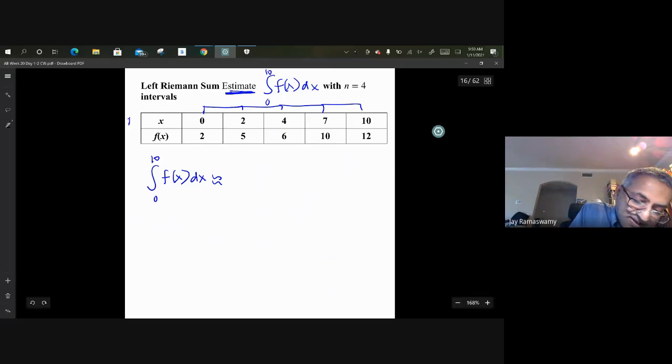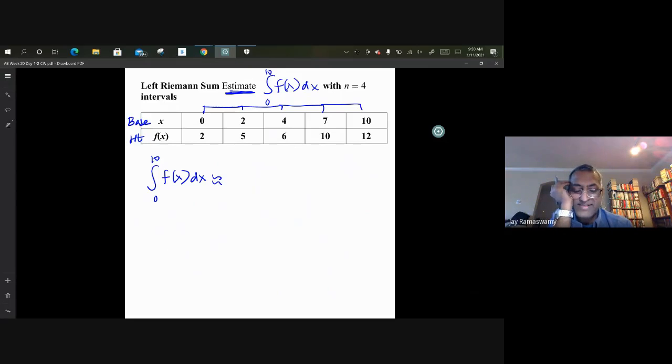For base, it's the x values. For the heights, it's the y values. Actually, take 30 seconds, sketch that table, please. Everybody, sketch that table. I'm giving you time to copy that table.